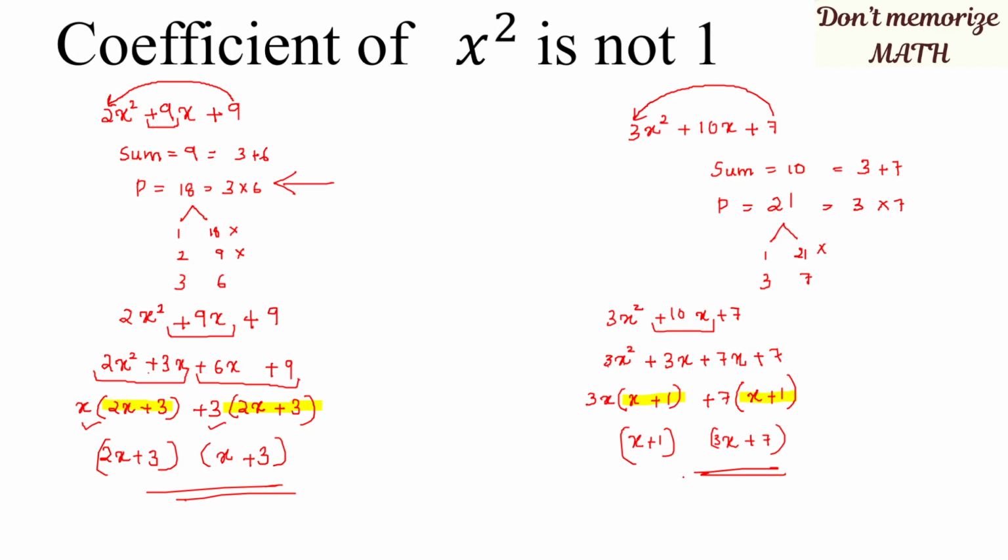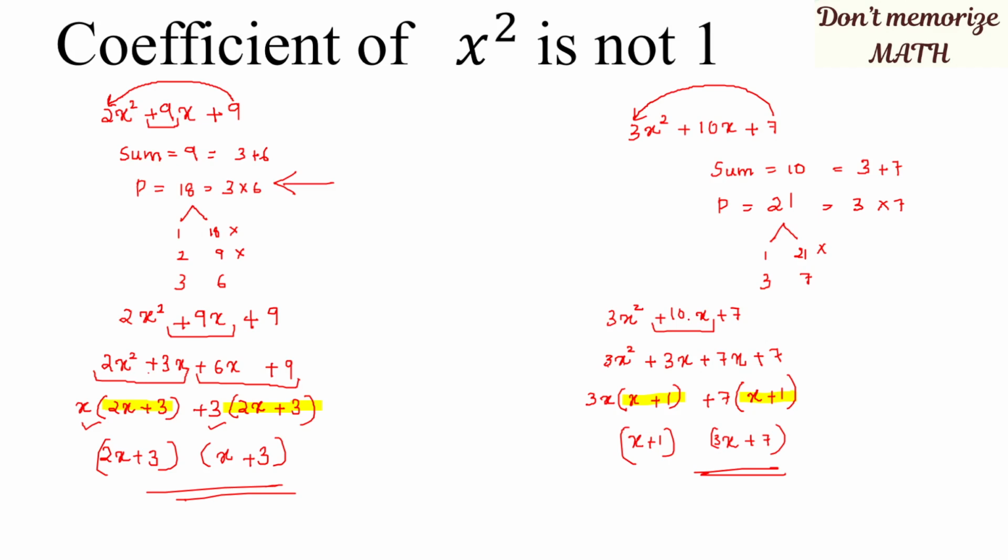If you have negative numbers here, suppose it is minus 10x, the sum will be minus 10. If you have minus 7 here, the product will be minus 7 times 3, that is minus 21. According to that, you have to change the numbers, like what we did in the previous one. You remember, right? The same method you can follow and find the two numbers. Then here you need to split the middle term. I hope this part is clear for you.